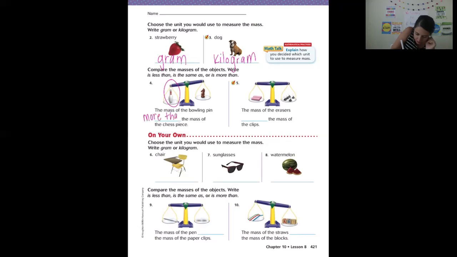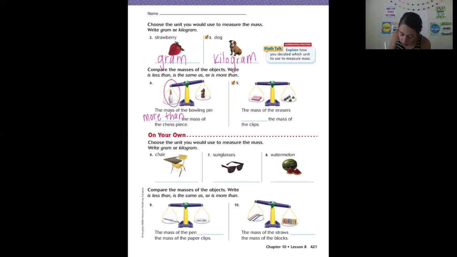So let's see if that makes sense. The mass of the bowling pin is more than the mass of the chess piece. Does that make sense? Yes. Think about a bowling pin. Isn't a bowling pin a lot heavier than a chess piece? Yes. Okay, now let's look here.